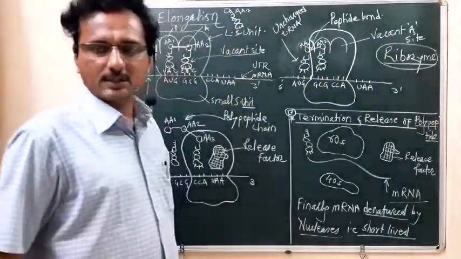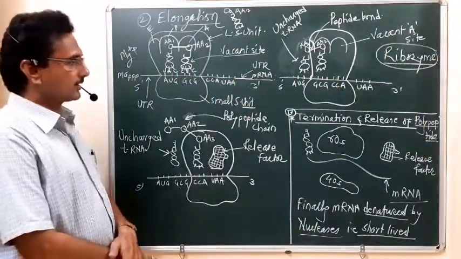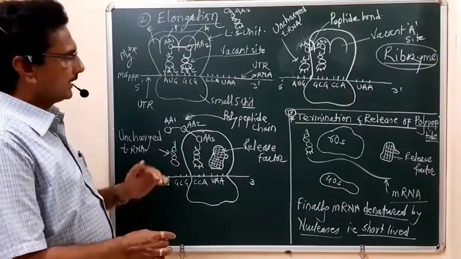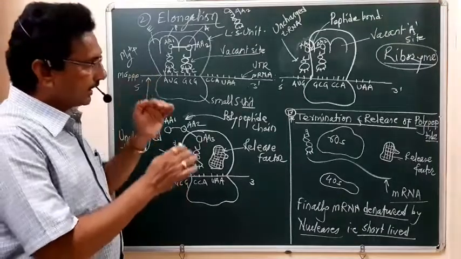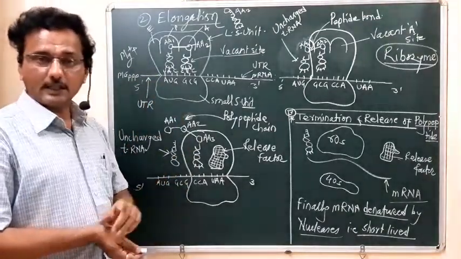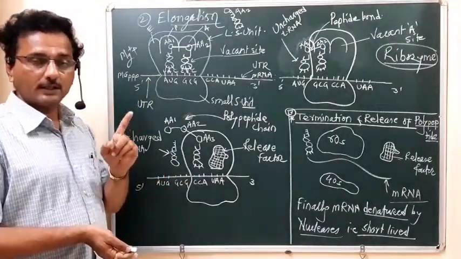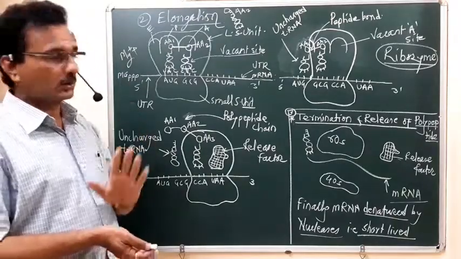Then what is the third step? The third step is the translocation. Remember, student, at each step the ribosome moves all along the length of mRNA, and at each step it moves the length of one codon only.